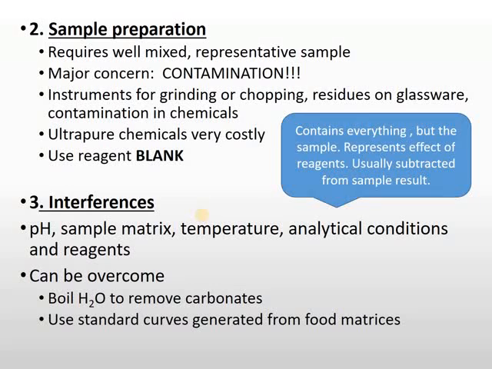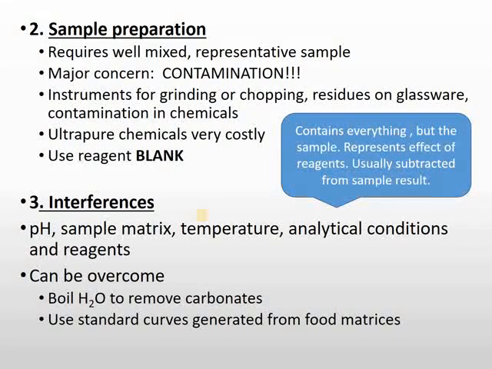The sample matrix can also be a problem, whereby you are not able to grind it so that you can reduce it to smaller particles. The temperature, maybe the product might be very hot or very cold. And then analytical conditions, and then reagents. With reagents, we're talking about the purity. Maybe you're using a non-pure reagent. So that will then be your interference.